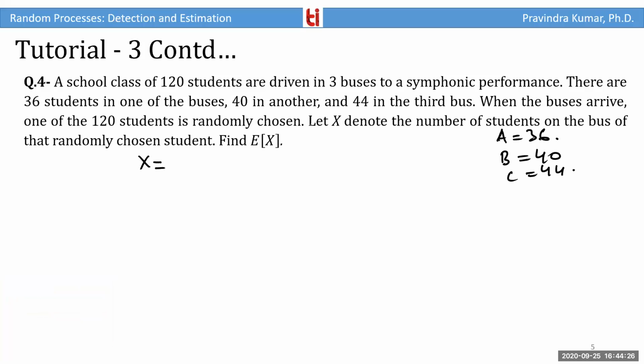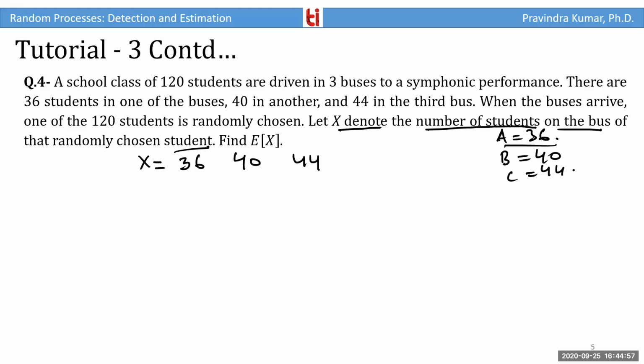Here X denotes the number of students on the bus of the randomly chosen student. If I have selected one bus, the random variable values are 36, 40 and 44. These are the values of the random variable.